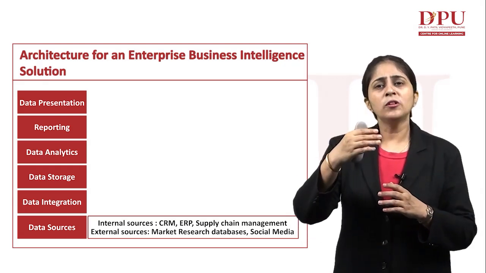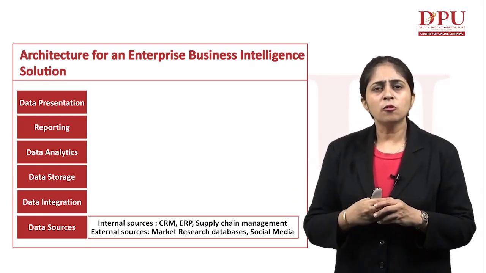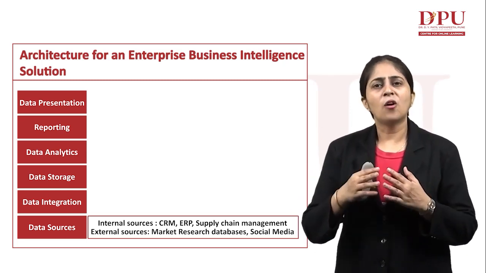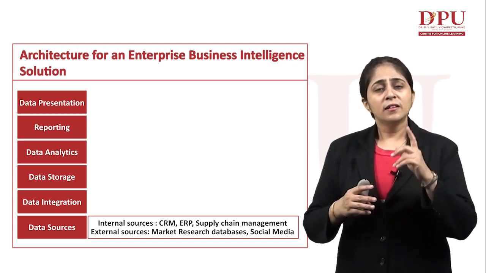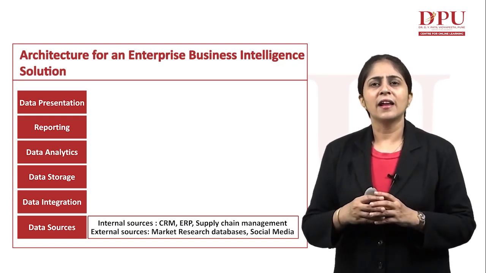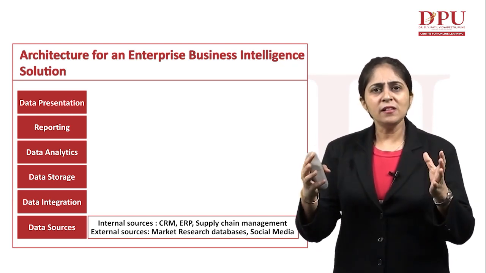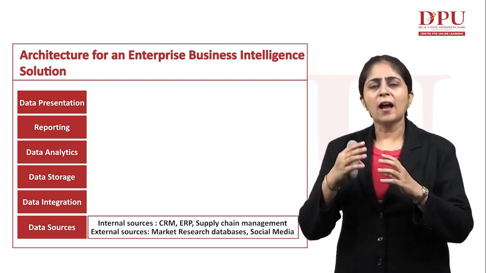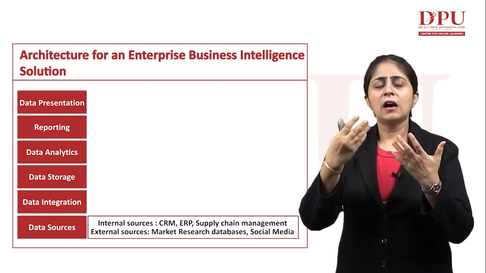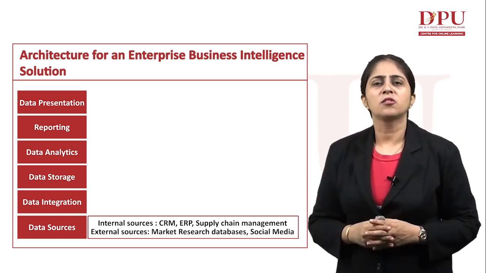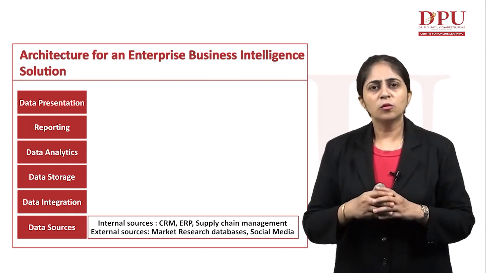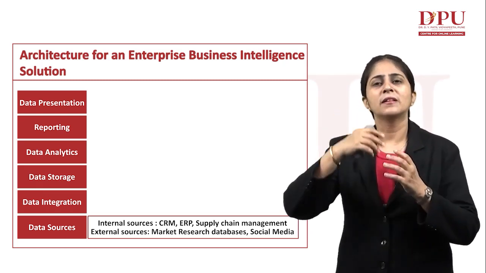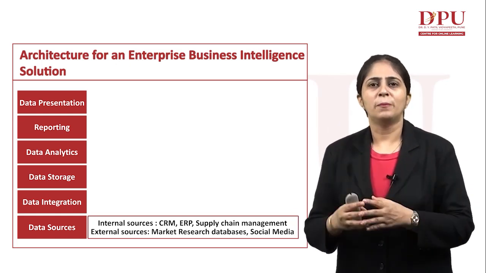The internal sources will be like CRM or ERP or supply chain management. The first one, that is CRM. CRM means customer relationship management. That means we have to build the information about the various customers of the organization so that we can provide them with the correct requirement as per the customer. So that has to be built.